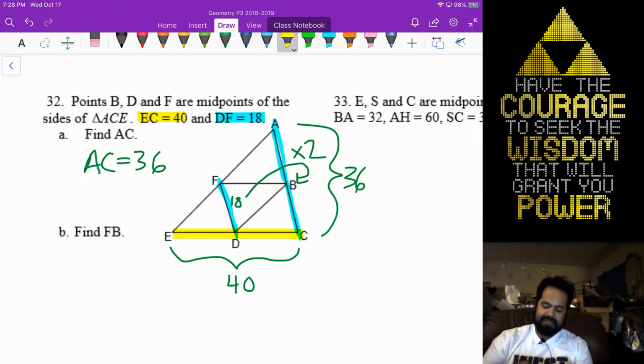FB is this inside line right there. We do the opposite going backwards. We're going to go this way and divide it by 2. So that means FB equals 20.